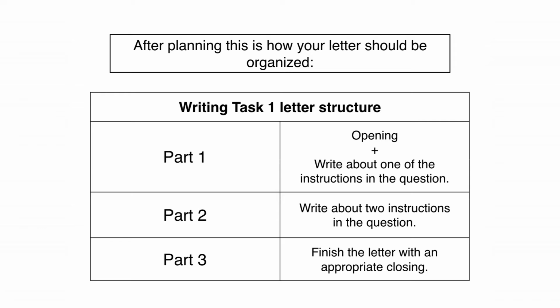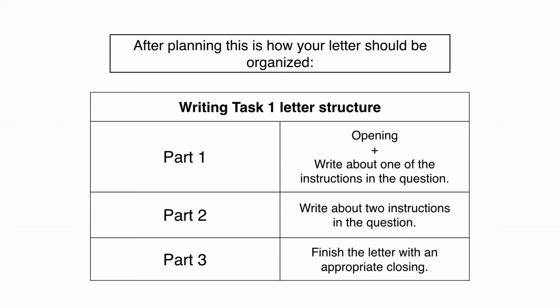In the next paragraph, which is going to be the body of your letter, so let's call it part 2, you're going to write about the 2 instructions that are given in the question. So you have already answered one of the instructions in paragraph 1. Remember, you are usually given 3 instructions, so you answer the first one in your first paragraph, which would be something like the introduction, and then you're going to use the next paragraph to talk about the other 2.